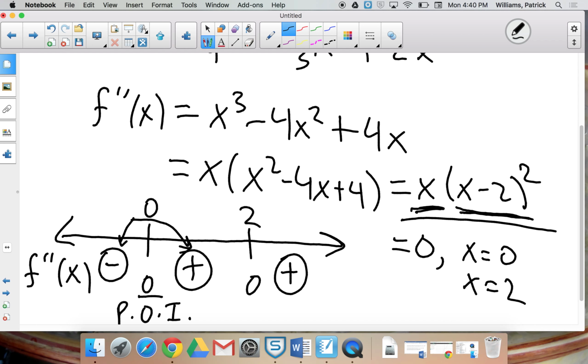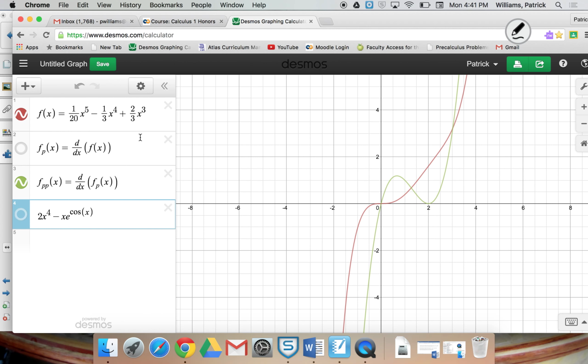So let's go into Desmos and look at this particular function so we can see how the math we did here translates over to a graph. In this case, the red function is the original function, the green function is the derivative, and as we can see, we got everything correct. The second derivative was negative to the left of 0, and it was positive everywhere to the right, with the exception of that value of 2 where it just touched 0 but didn't cross it.